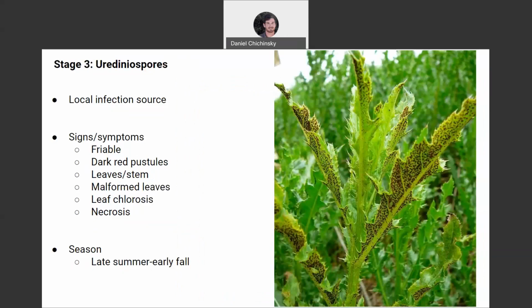Then stage 3 is the urediniospore stage. This stage can also cause localized infection in new hosts, but it cannot cause systemic infection. Signs and symptoms, once again, are friable spores, dark red pustules on the leaves and stems, malformed leaves, leaf chlorosis, and necrosis. The season for the urediniospores would be late summer to early fall.